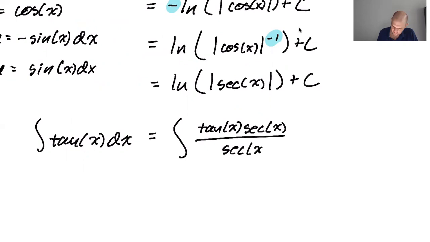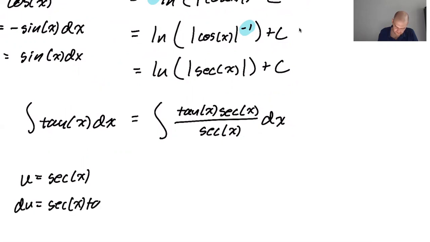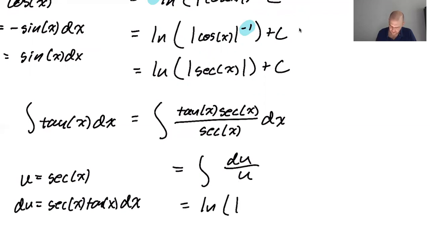But this is equivalent, right? Just cancel the secants and you're back to the original. Now what if you let u equal secant of x? Then du is secant of x tan of x dx. It's perfect. This is the integral of du over u, which is a natural log of the absolute value of secant of x plus c.